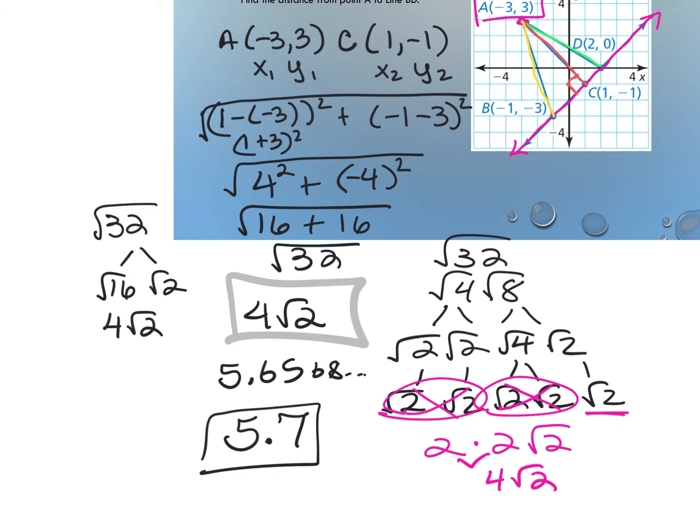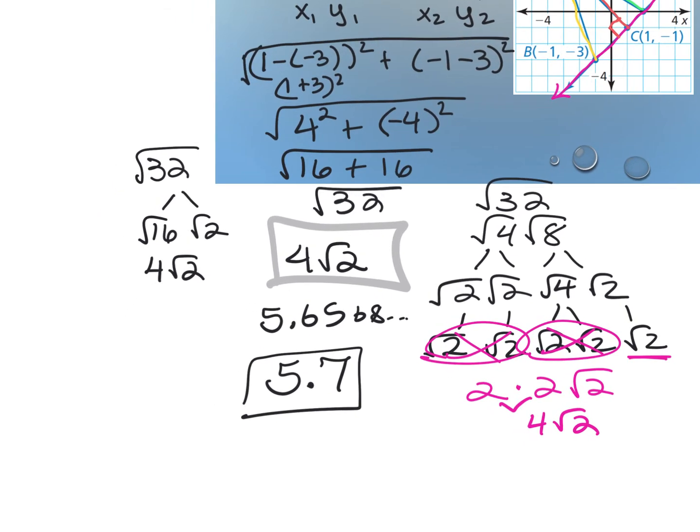Wait, how did you get that again? Which one? The 4 radical 2? No, the 5.7. Oh, so what I'm going to do is I take out my handy dandy calculator. So the distance from point A to line BD, if it's left in simplest radical form, and this is what you'll put on the test, is going to be 4 square root 2. In tonight's homework, you would do the square root using your calculator, and you would tell me it's 5.7.